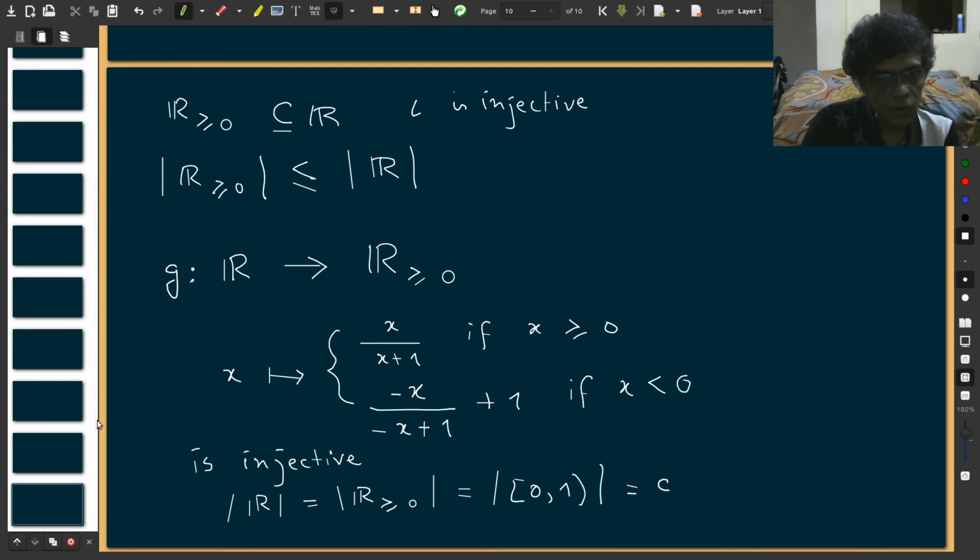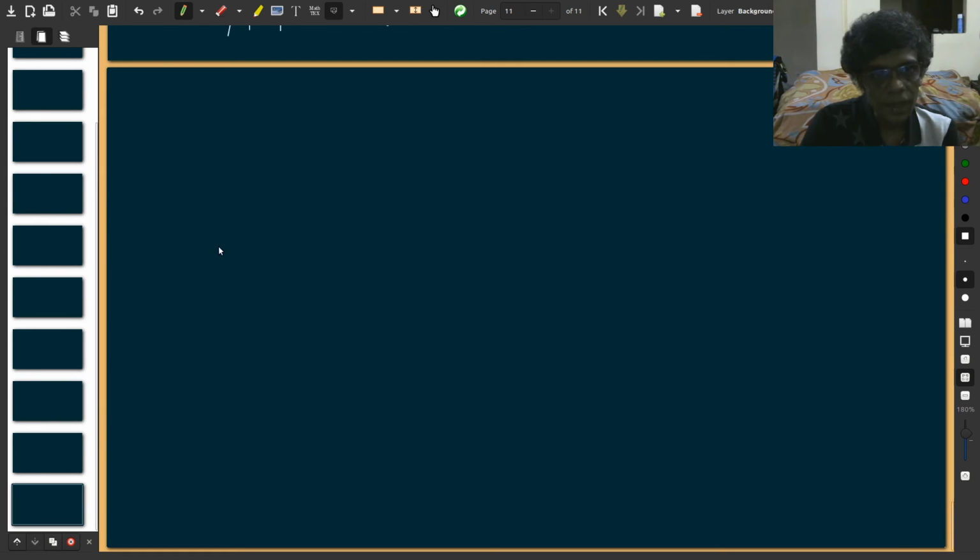Okay. So, that's again interesting. A small bounded interval contains exactly as many numbers as an unbounded infinite set like R. Okay. But anyway, playing with sizes of infinite sets is obviously very tricky.